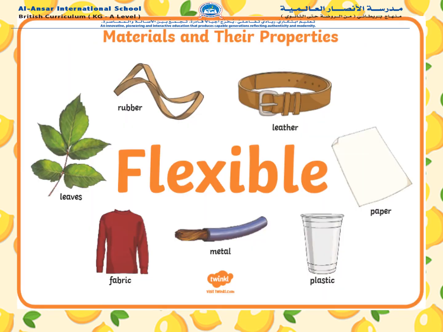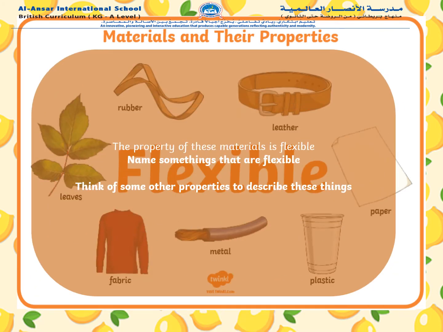Let's have a look at this property. Here we are, the rubber band, the leather belt, woven fabric, a metal wire, this paper and plastic cup. They all are flexible. But do they have any other property other than flexible? Think and name some things that are flexible, but they have some other properties. Describe those properties. Let me give you an example.